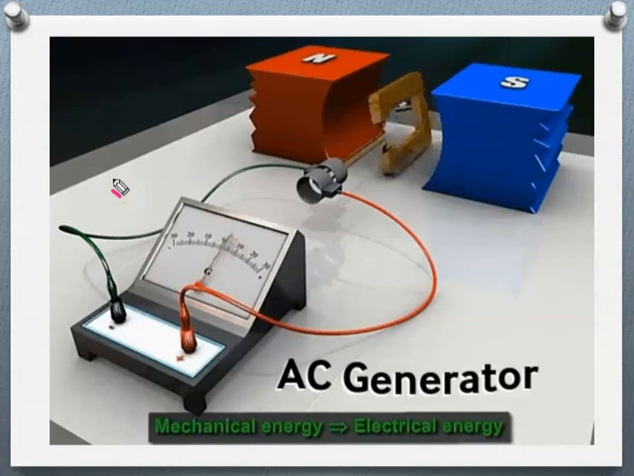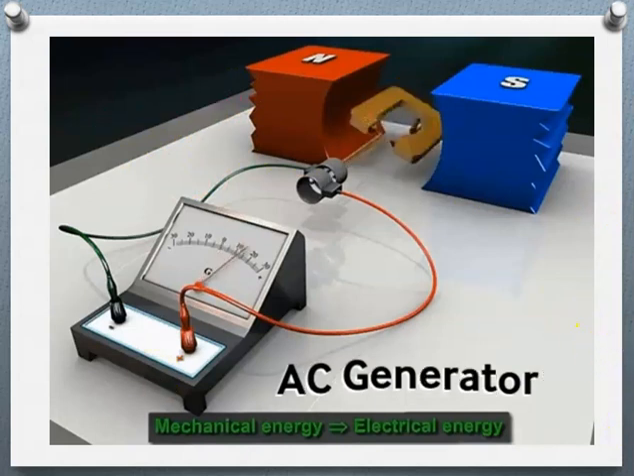E equals N into d phi upon dt. This is the expression for induced EMF in volts, where N is the number of turns, d phi is the change in flux and dt is the change in time. So d phi upon dt is the change in flux with respect to time. This we have already discussed in the previous lectures.